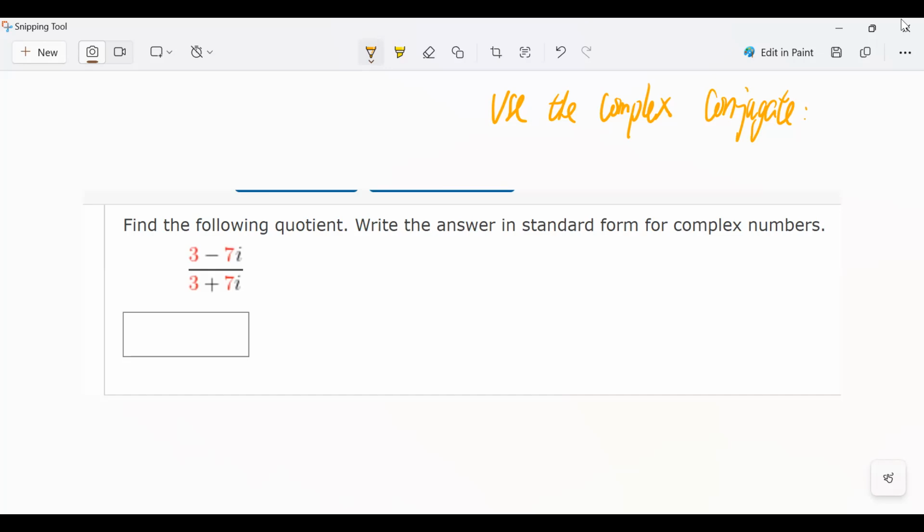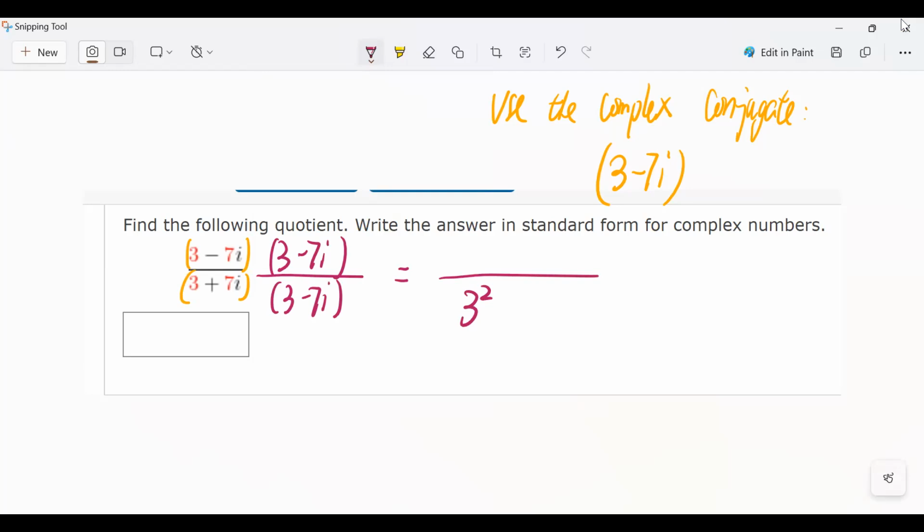Right, so now the complex conjugate is 3 minus 7i, right? So you're going to multiply both top and bottom by the conjugate, 3 minus 7i on top, and then 3 minus 7i on the bottom. And the bottom is a plus b, a minus b, so it becomes a squared minus b squared, 7i squared. On the top is a perfect square.